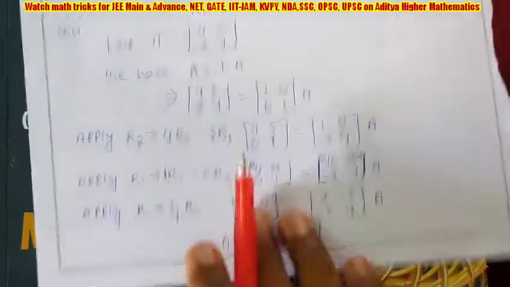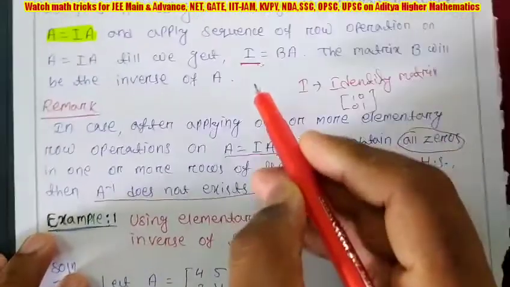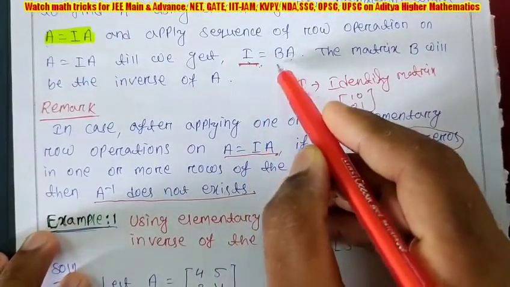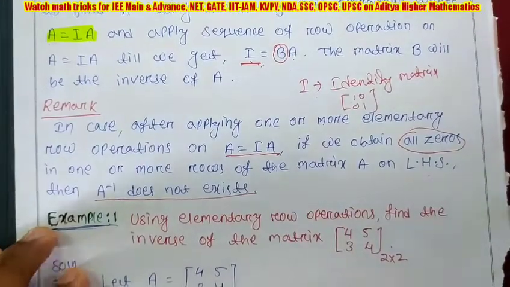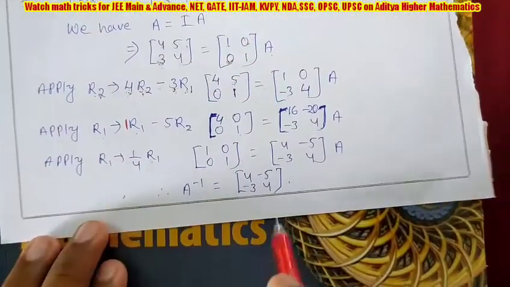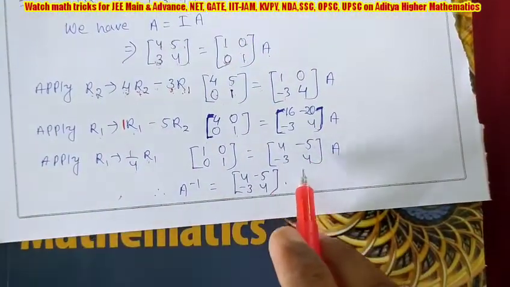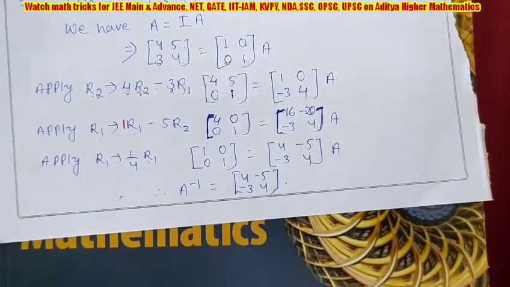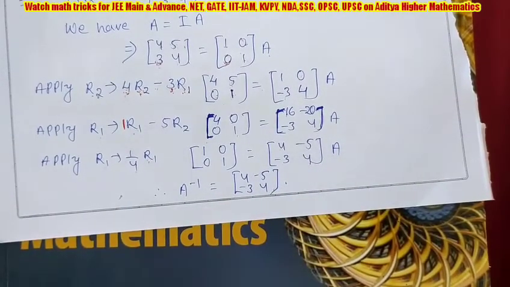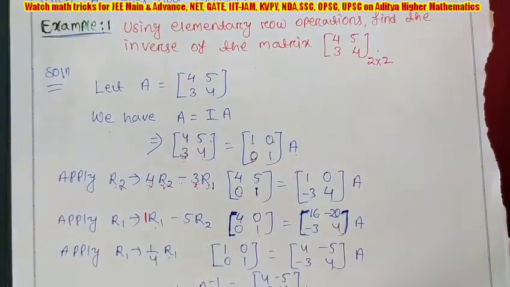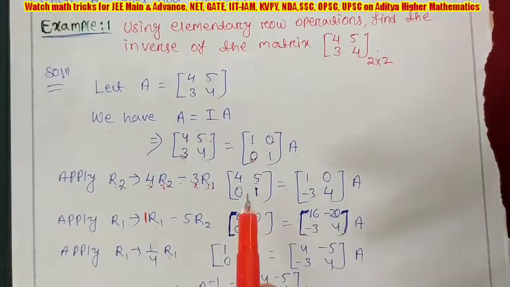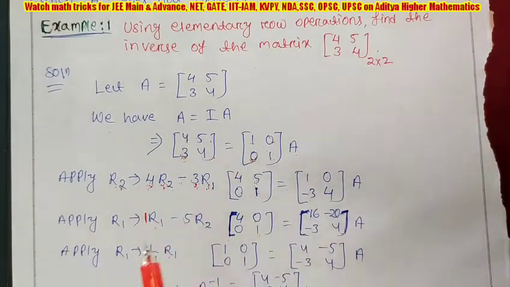And I told you, when the left matrix becomes I, on the right you will get some matrix. That matrix is the inverse. And that matrix B we got here is 4, minus 5, minus 3, 4. So this is the inverse. This is the procedure. You can get the inverse using only 2 steps. Making 1 is not difficult; only making 0 you have to understand and follow like this.